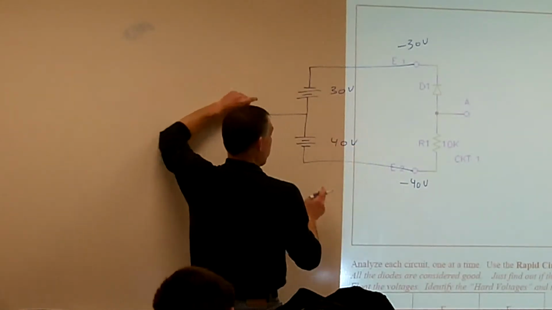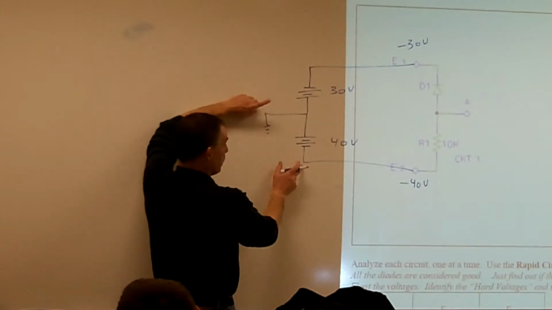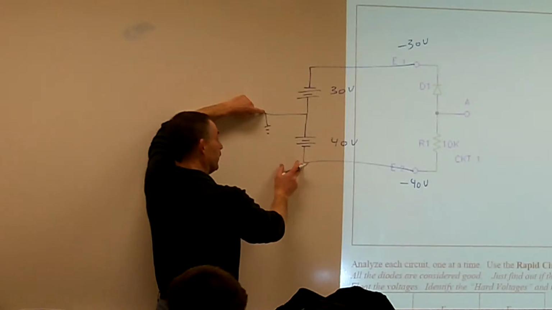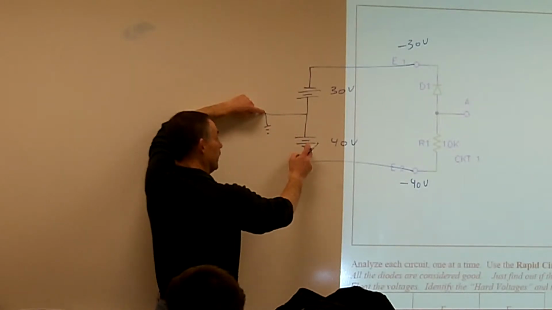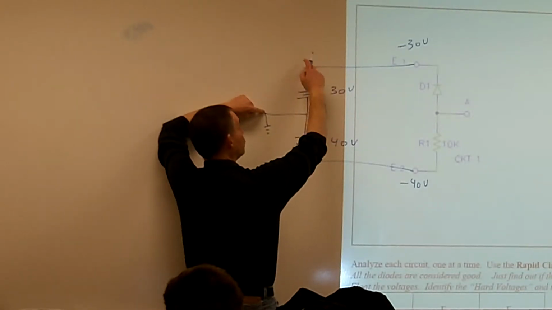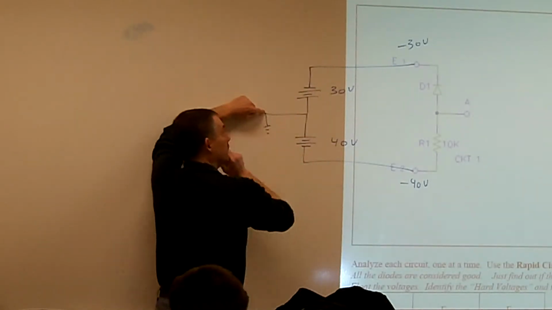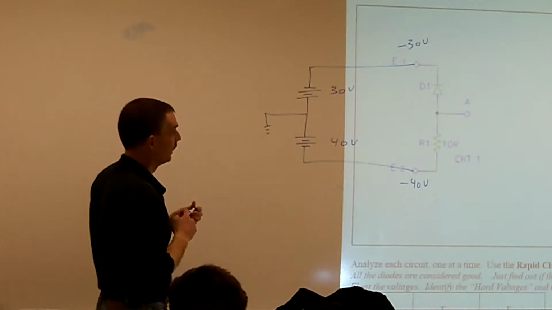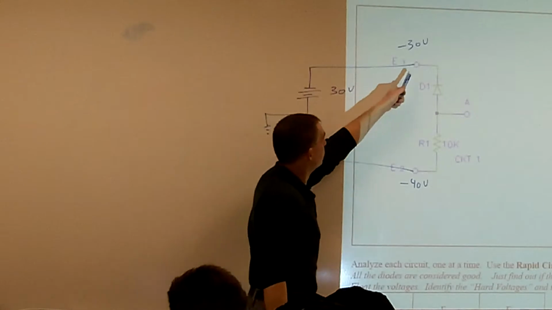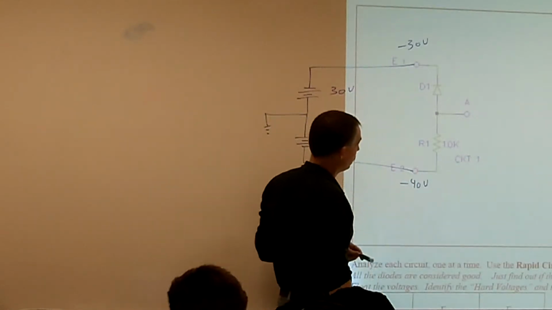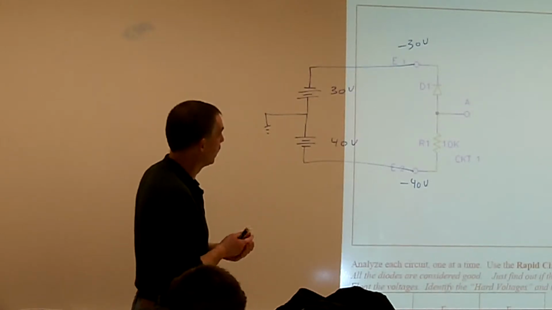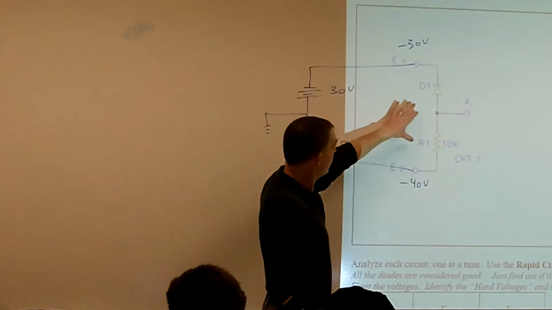Then if I were to put my red lead on E2 and my black lead on ground, I'm going to bring my red lead up to my black lead. First sign I see is negative, so I'm going to get negative 40 volts there. Come up over here, first sign I see is going to be negative 30 volts. So that's what your circuit's going to look like. So when you start analyzing these circuits, if you see that there's two different voltages, we already know that we're going to have two power supplies because we don't see a reference point. Otherwise, we'd see plus or minus 0 volts.